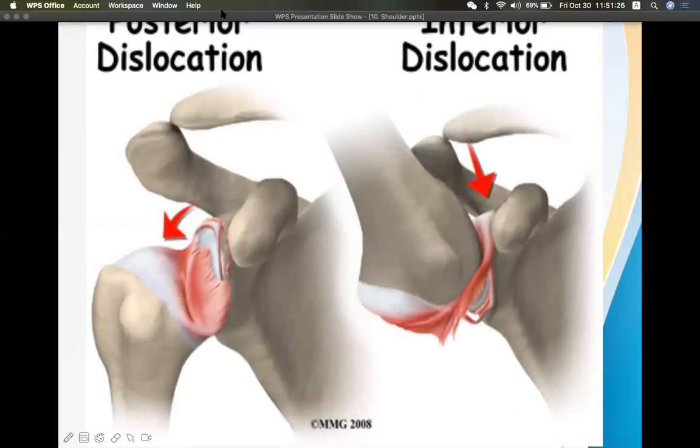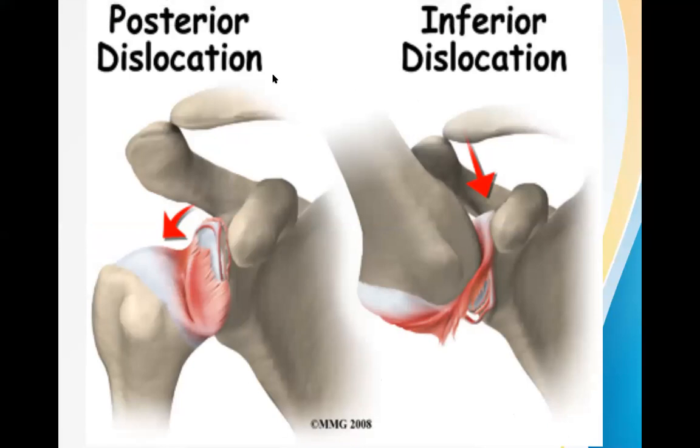Now see this, another picture is also showing the same thing. This is posterior dislocation. There is a rupture. Look at the rupture here, rupture of the muscle as well as the ligaments. And the head of the humerus is going backward. And this is called inferior dislocation.